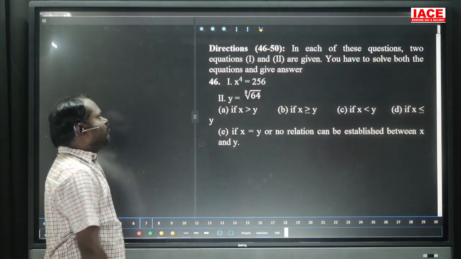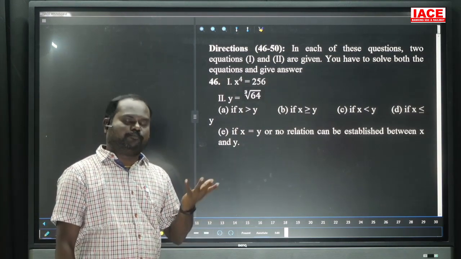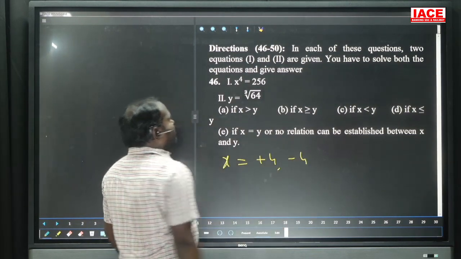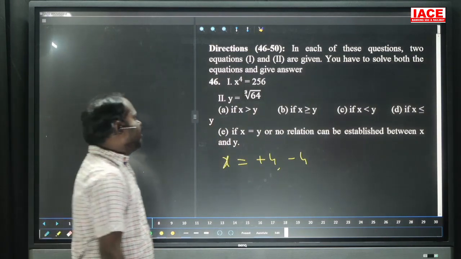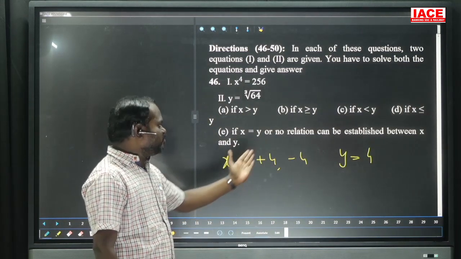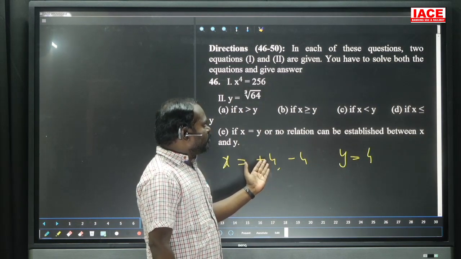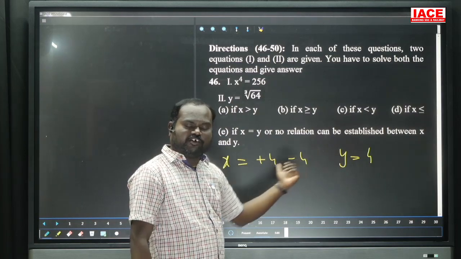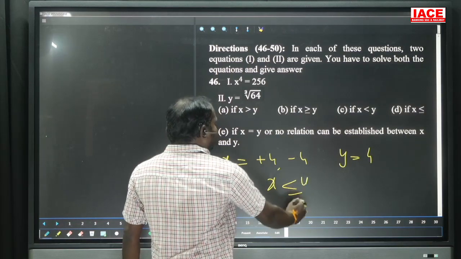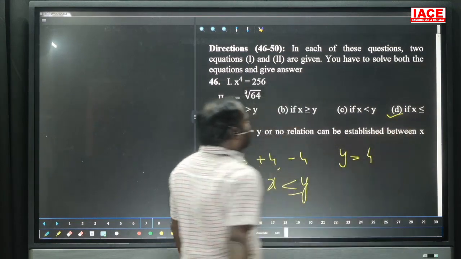First equation: x to the power 4 equals 256, and 256 is the fourth power of 4, so x equals either plus 4 or minus 4. For the cube root, only the positive value is considered, so y equals exactly 4. Whenever x is negative, it is less than y; when both are 4 they are equal. So obviously x is less than or equal to y. That is option D.